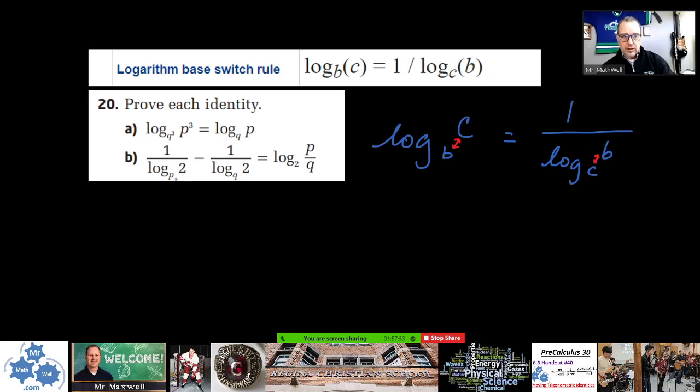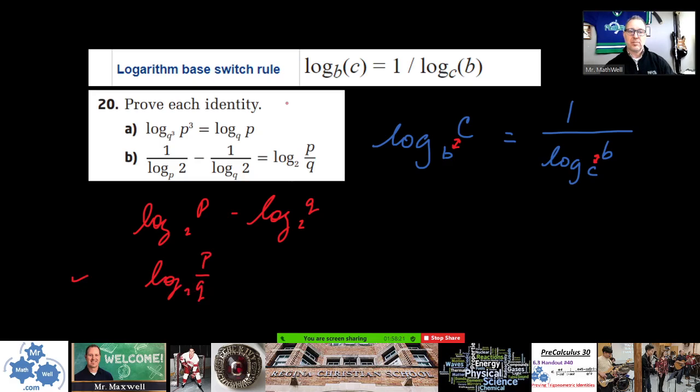So if you notice here, log of 2 base p, you could actually rewrite that as log of p base 2. And this one could be log of q base 2. And then this would be log of p divided by q base 2. And that's what we have. So here's your proof. And it's because of this change of base formula, base switch formula.